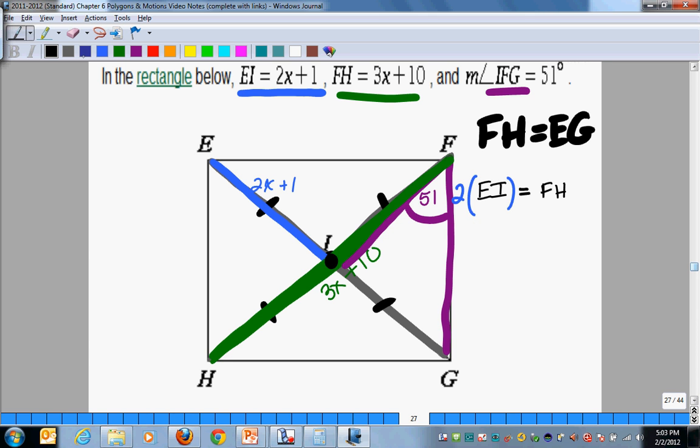So we can set up an equation like this. 2 times EI, which is 2x plus 1, equals FH, which is 3x plus 10. We distribute. We're going to end up with 4x plus 2 equals 3x plus 10.